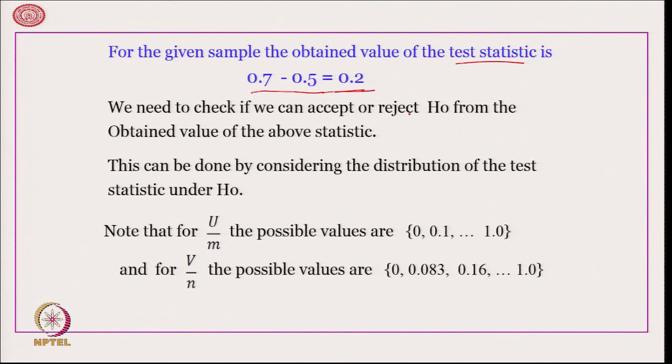Therefore, we need to check if we can accept or reject H naught from the obtained value of the statistic. As I said before, this can be done by considering the distribution of the test statistic under H naught. In this particular case, u by m will take values 0, 0.1, 0.2 like that up to 1, and v by n will take values 0, 0.083, 0.16 like that up to 1, and therefore, we can calculate the mn many pairs of values between minus 1 to plus 1, and from there we can count the probability of 0.2.